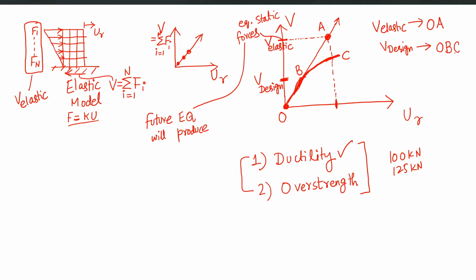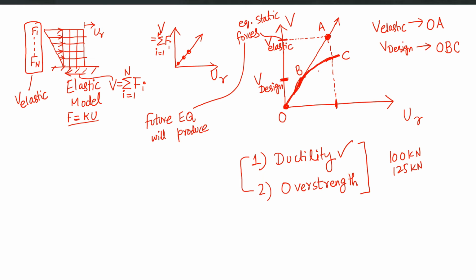So the idea is that we design our structures on a value of force which is significantly lower than what is required for the structure to remain elastic in the design earthquake. So we don't want our structure to remain completely elastic for the full design earthquake. We want it to remain elastic up till a certain level of loading, beyond which it can be safely allowed to go in the non-linear range. So BC is actually what?